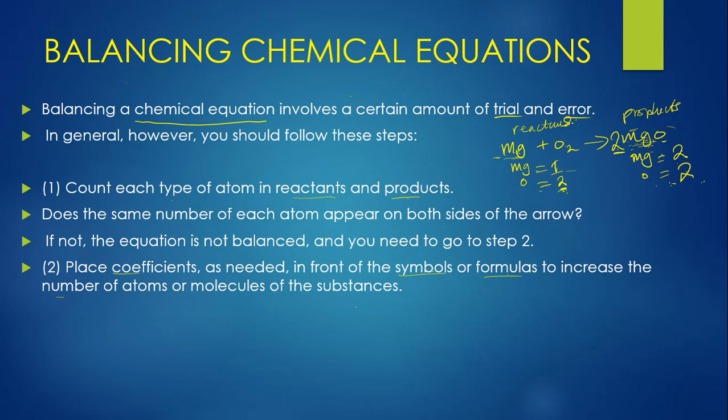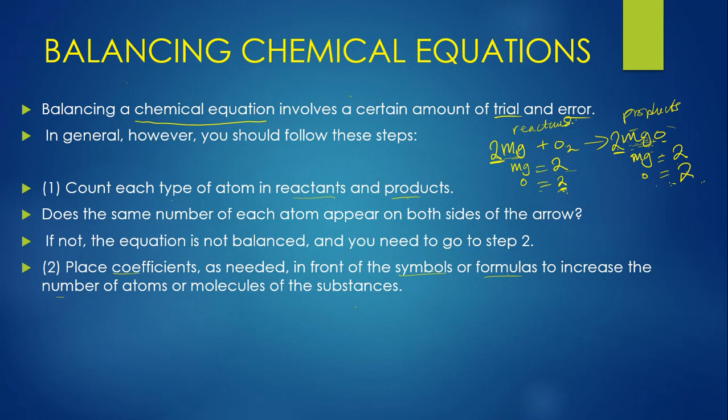But what about this first part? What do you do? On magnesium now, it has become unbalanced. It's not balanced in terms of magnesium. So what do you do? On your reactants, you can add 2 in front of magnesium now, like that. So you need to be changing. That's why we are saying when coming up with a balanced chemical equation, it involves a certain amount of trial and error. This is a trial and error thing we are using here.